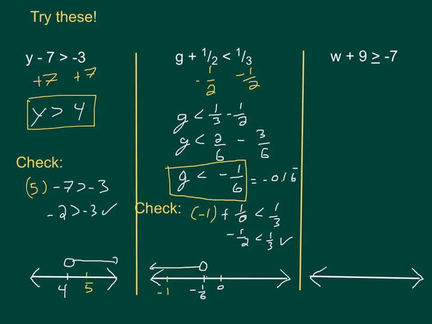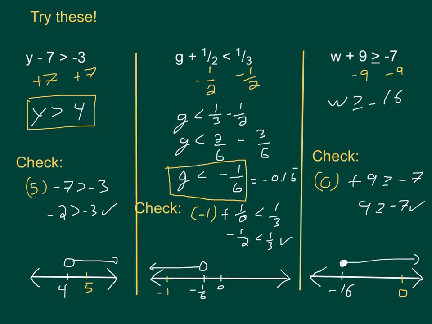So we ended up getting negative 1/6, which would be here on a number line, open circle because it's just less than. I don't want to include negative 1/6 as part of my answers. And then I just pick a convenient value like negative 1 to check, and negative 1 plus 1/2 is negative 1/2, which is certainly less than 1/3. So that's our check. All right, one last example. Go ahead and give it a shot. And here we go.